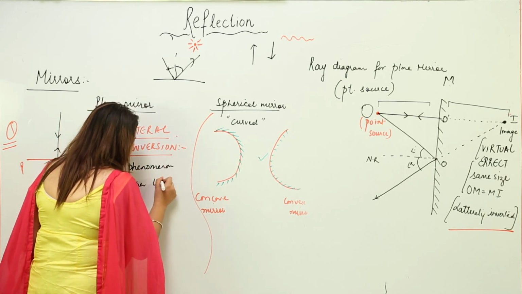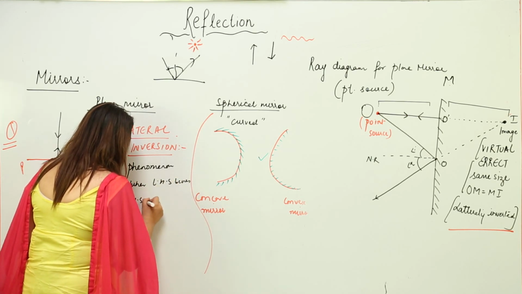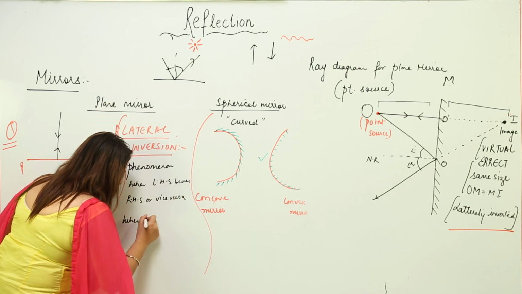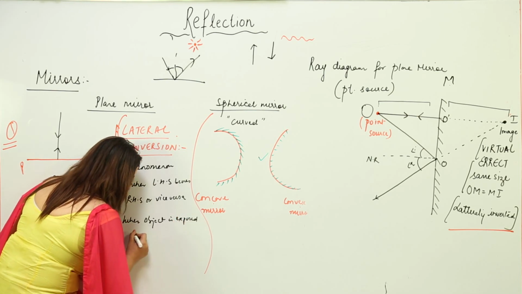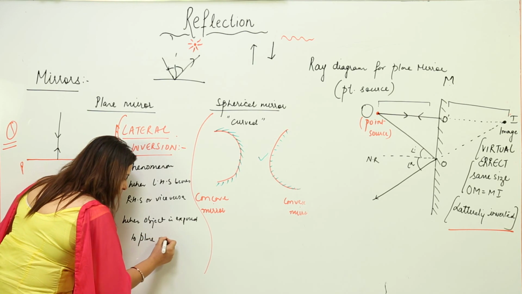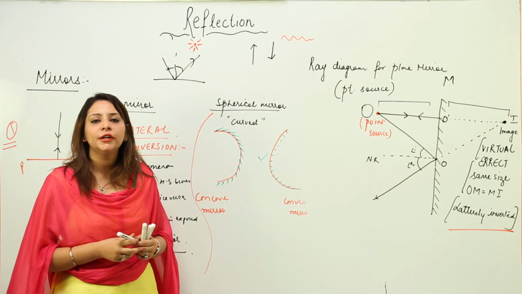So lateral inversion is a phenomenon when LHS becomes RHS or vice versa, when an object is kept in front of a plane mirror. This is the specific characteristic for the plane mirror.